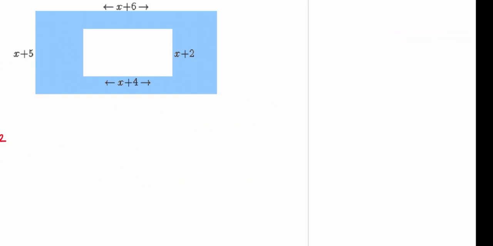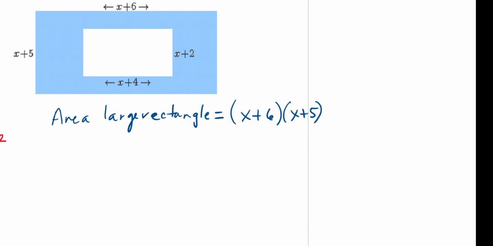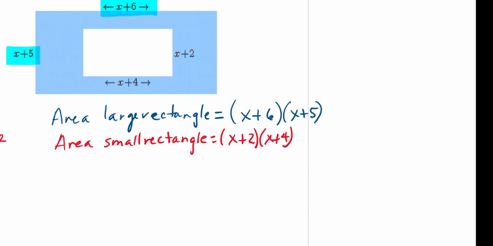Now in this example, we're going to find the area of the large rectangle, and that is given by this product, x plus 6 times x plus 5. So that's the area of the large rectangle. The area of the smaller rectangle, which is our hole in our rectangle donut, is going to be given by this product, x plus 2 times x plus 4. So that's the area of the small rectangle. So we're going to go ahead and FOIL these out. We're going to multiply those binomials, and then we have to do a bit of subtraction, don't we?